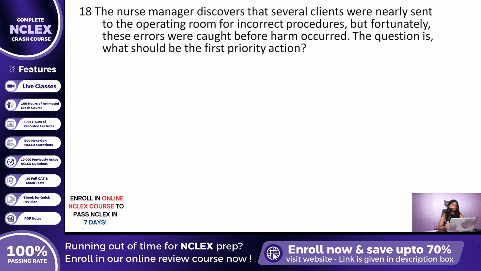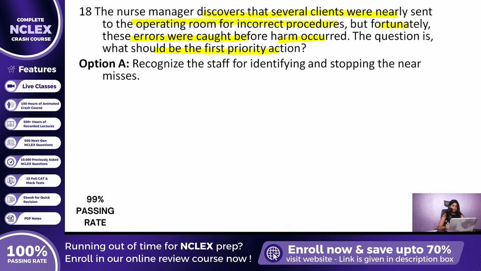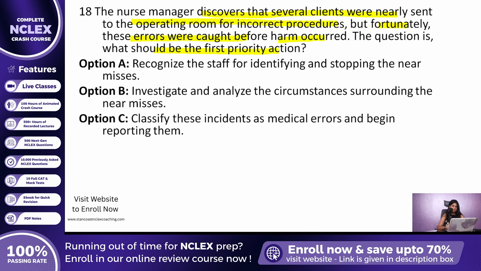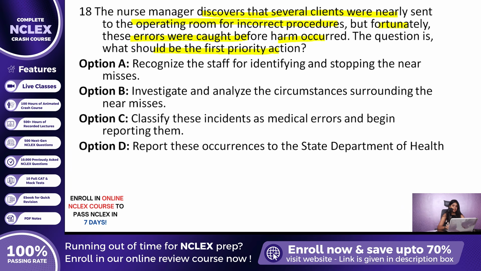Question 18. Next, let us turn to a patient safety scenario on the surgical unit. The nurse manager discovers that several clients were nearly sent to the operating room for incorrect procedures, but fortunately, these errors were caught before harm occurred. The question is, what should be the first priority action? The options are: Option A, recognize the staff for identifying and stopping the near misses. Option B, investigate and analyze the circumstances surrounding the near misses. Option C, classify these incidents as medical errors and begin reporting them. Option D, report these occurrences to the State Department of Health.